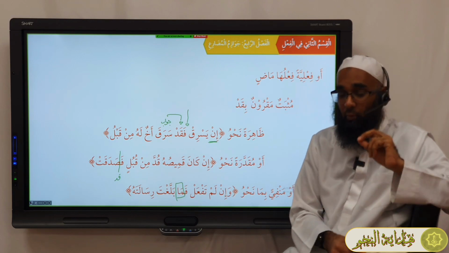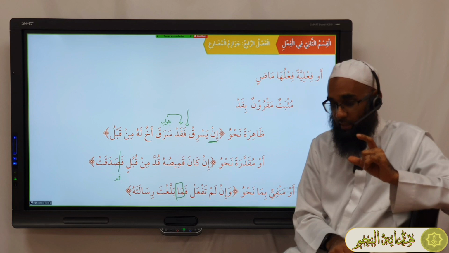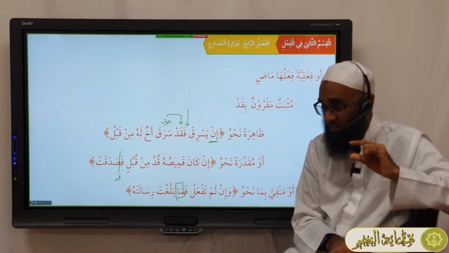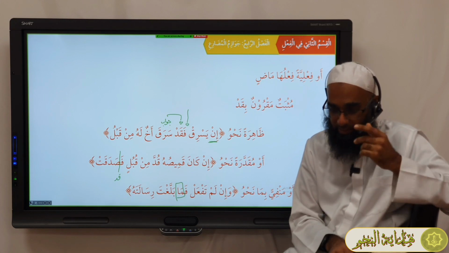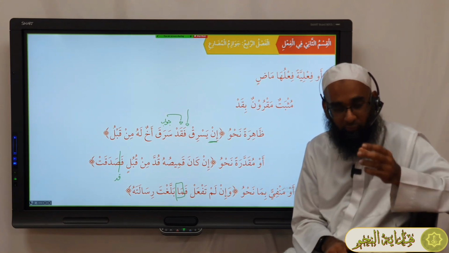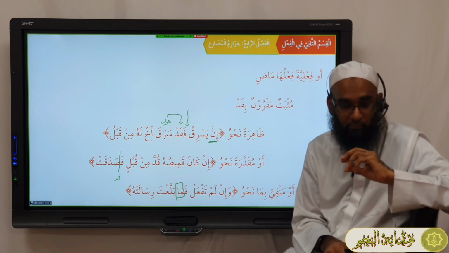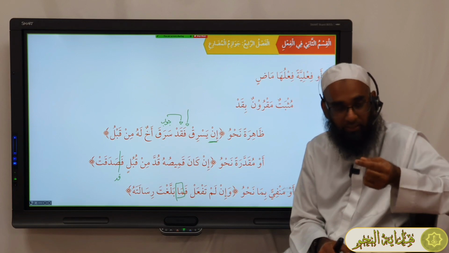Fa. Now we're moving on to fa'liya with a fa'il madhi. So in summary, if it's affirmative, but it implies a past tense meaning, and this will be normally denoted by a qad, dhahira and muqaddara, then you also have to have what in the jawab? You have to have a fa. And if it's manfi with ma, then you also have to have a fa.